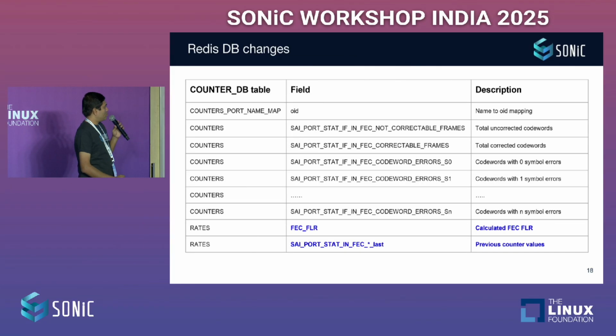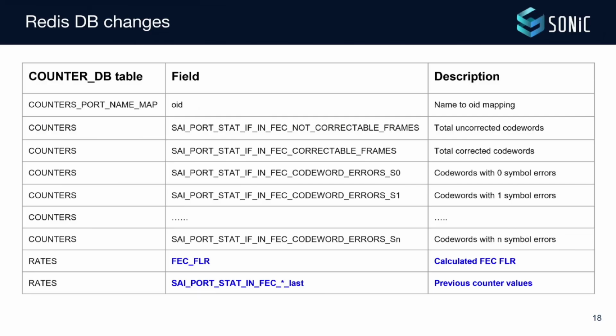Now we are going to look a bit into the changes that are needed in Redis DB. This is the FEC FLR itself, which we are going to compute. That of course will be stored in Redis DB in the rates table. And then we also store the port statistics, the FEC statistics, for the last time period FEC FLR was computed. This is needed because we are computing FEC FLR over a time period. We'll probably see that in the next slide. These are the two major changes needed from the DB side.